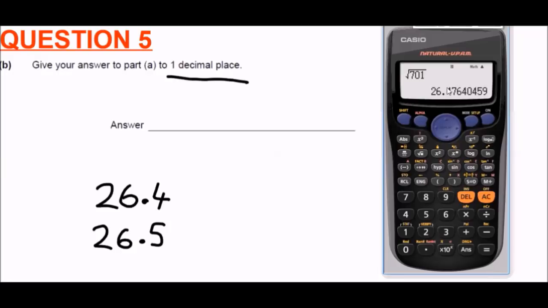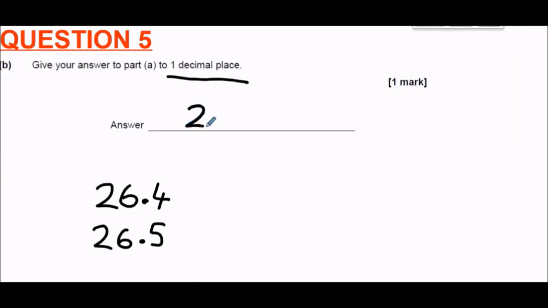We're rounding to 1 decimal place. To the immediate right of a 4 is a 7. If a number is 5 or more, we round up. And so that 4 rounds up 1 to a 5. And so what we'd have here would be 26.5.